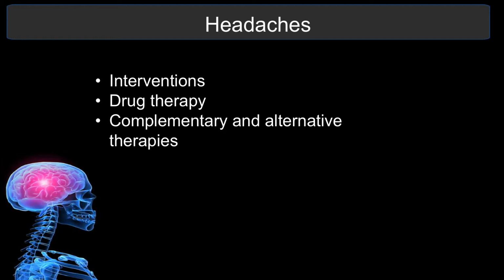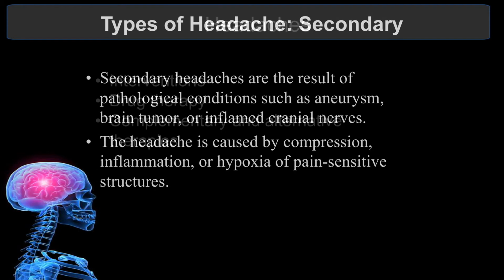And the importance of differentiating the different types of headache comes clear with this slide, because secondary headaches are the result of other pathological conditions, such as aneurysm, brain tumor, or even inflamed cranial nerves. This headache is caused by compression, inflammation, or hypoxia of pain-sensitive structures. And this means that the interventions are going to be very different from cluster or migraine headaches.